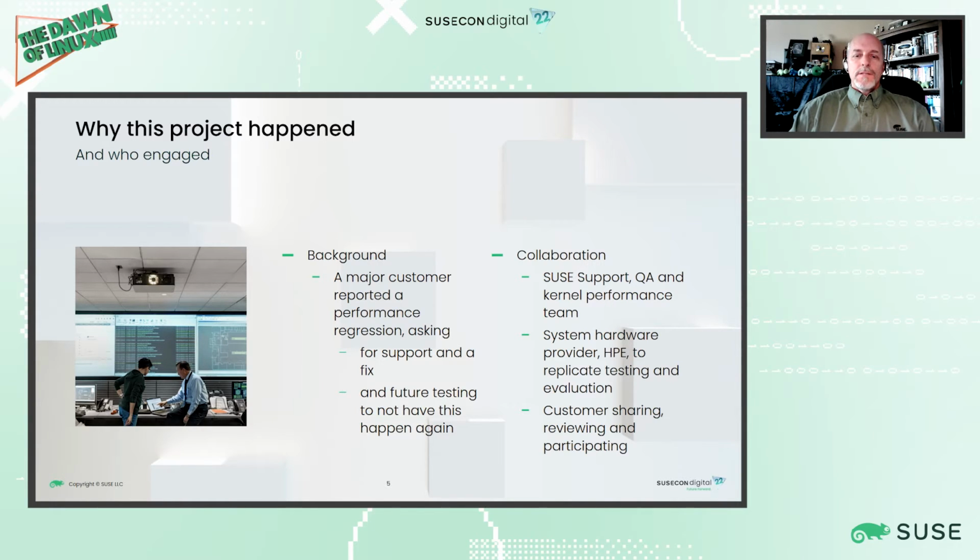In the collaboration space, we have the SUSE support team that was able to answer that and provide the fix and give them the kernel update, and thank them for finding that issue for us. But we also have our quality assurance team that does these regular performance regression tests. And we have a kernel performance team that is always looking at the upstream kernel and the backports that we're doing to our kernel before we ship it. So we have all that.